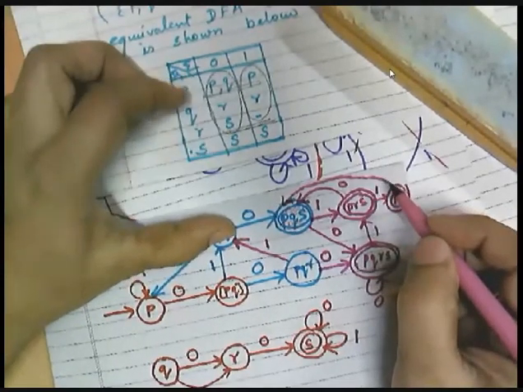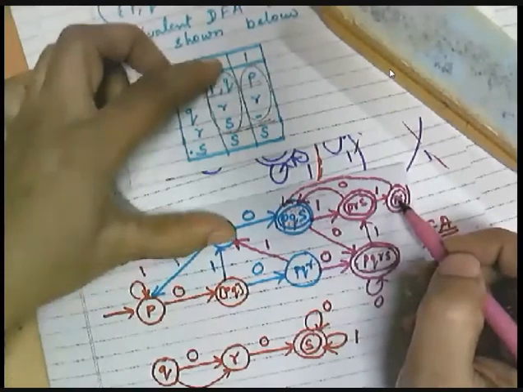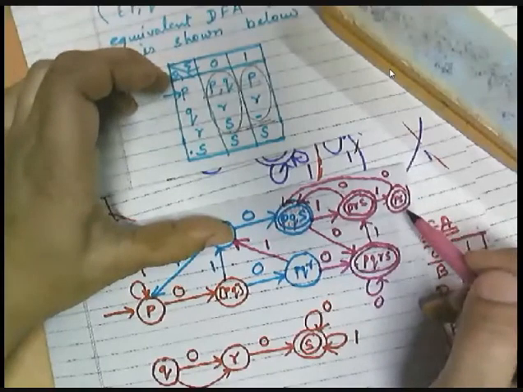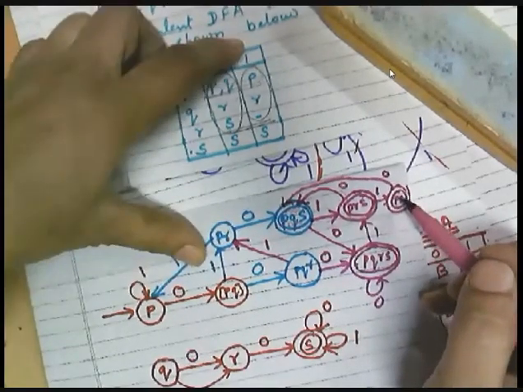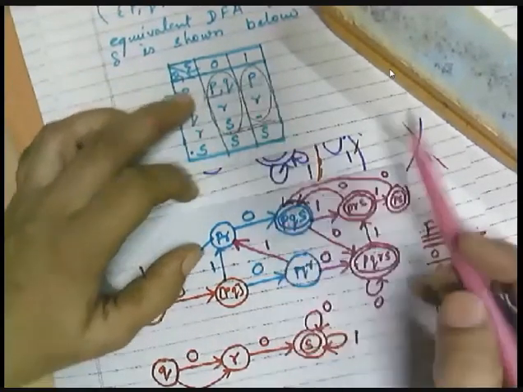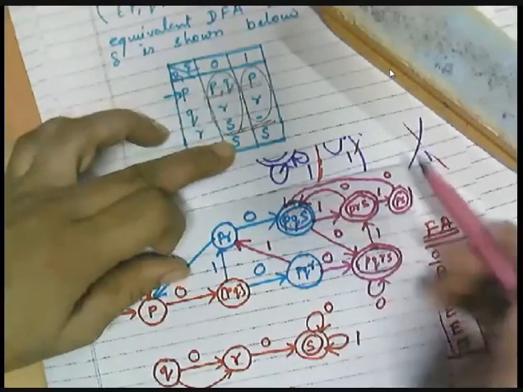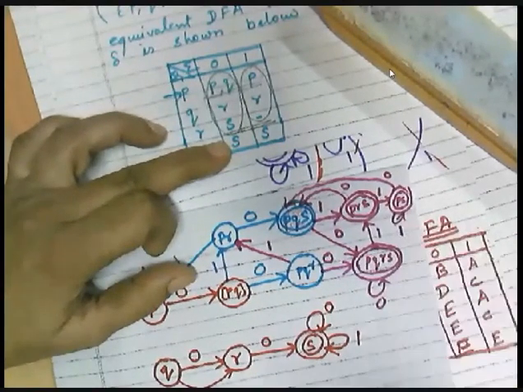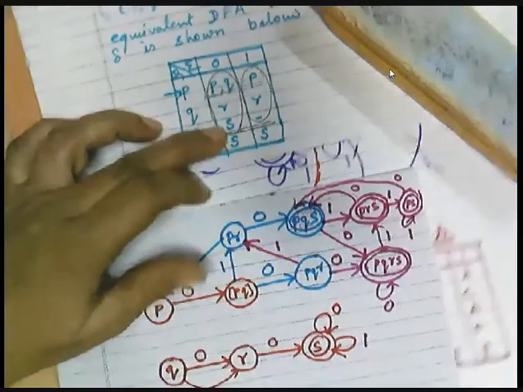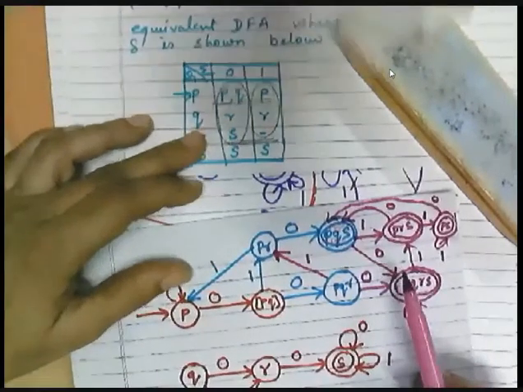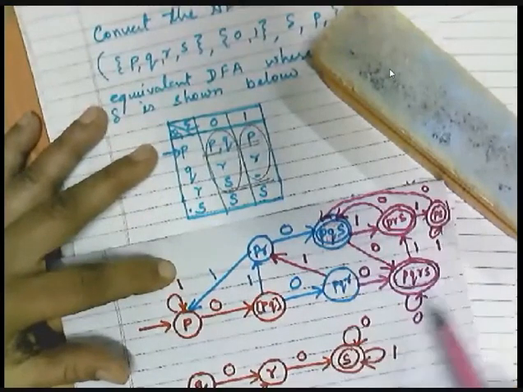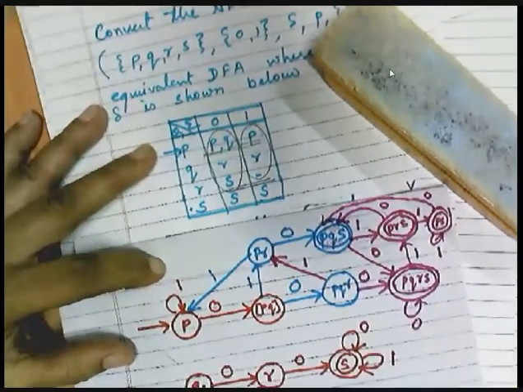So PS on 0 moves to PQS, right? And then PS on 1 moves to PS itself. Now, when we did this last discussion, what happened? We did not receive any new state. So the turns of all the states are over.